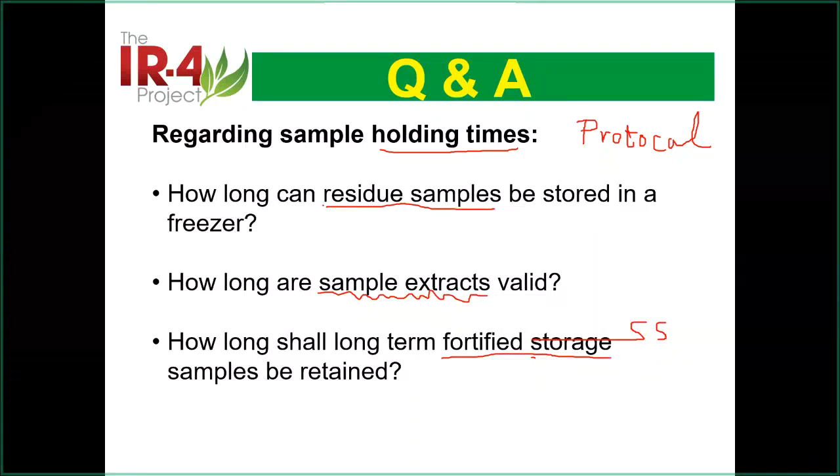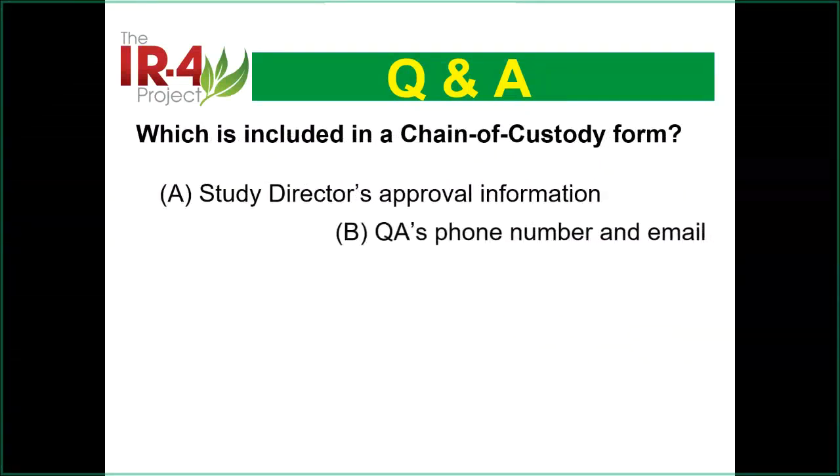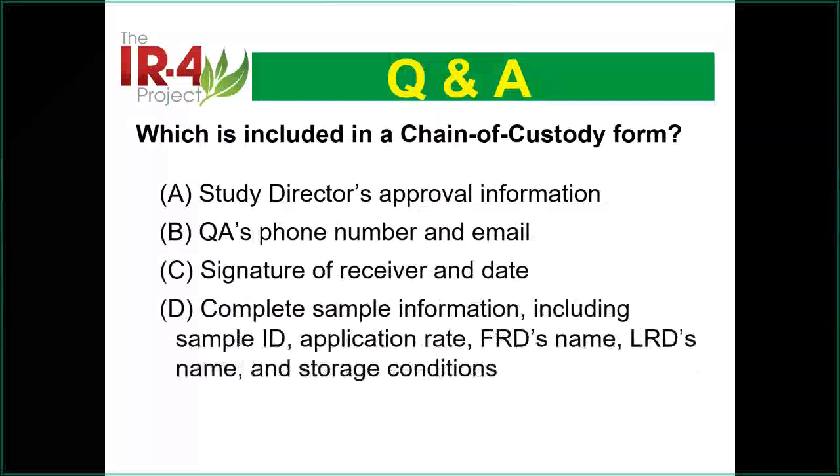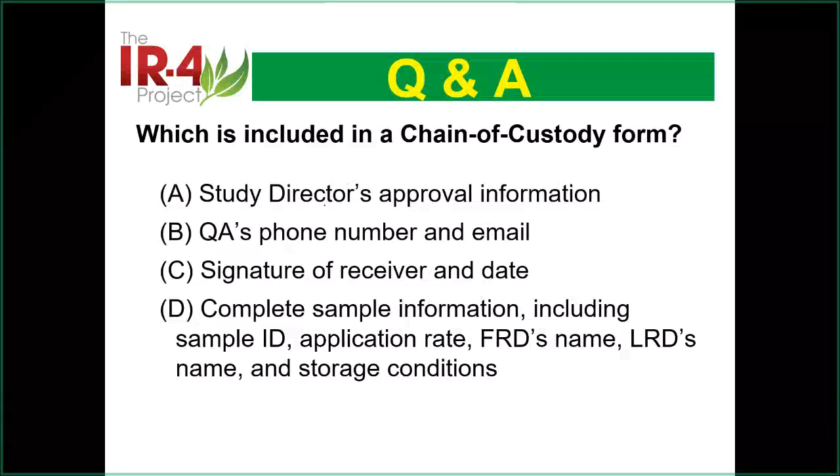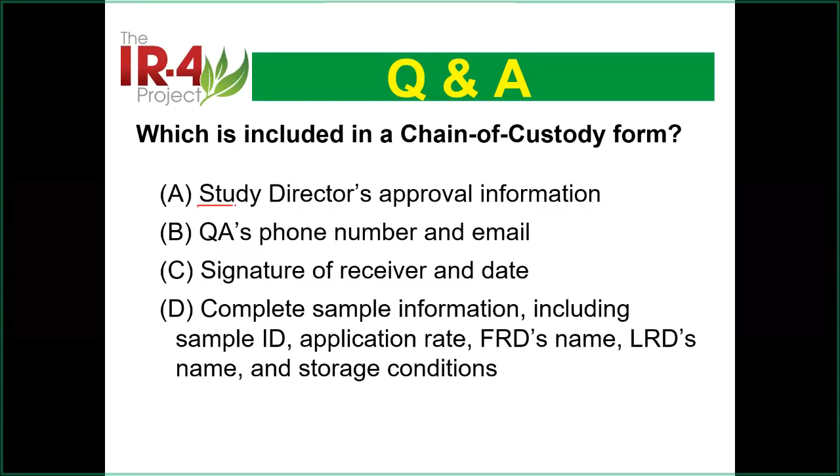Okay, here's another one. The question is, what should be included in the chain of custody form? Is it study director information? Is it QA information? Is it receiver information, or is it complete sample information? If you know the answer to this question, you pretty much know about the sample shipping and receiving part. We will talk about that, and let's go to protocol.